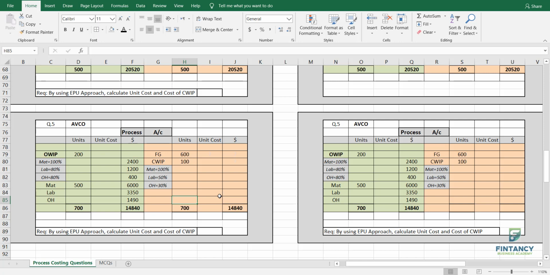So moving ahead, my friends, examiner continued. He says during the month 600 units are completed and 100 units are still pending, okay, as closing or maybe transferred to the next process. So these are 100 units which are 100% complete as per material and 50% complete as per labor, 30% complete as per overhead. So see here, different, huh?